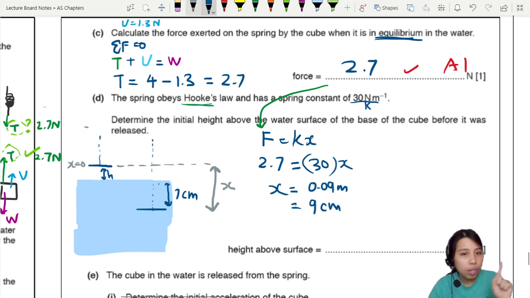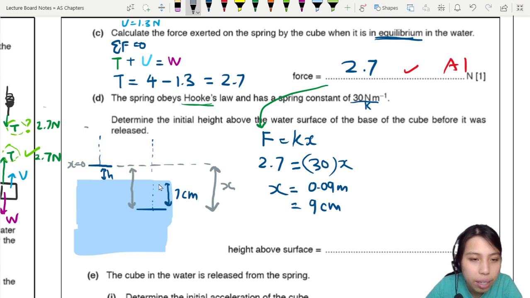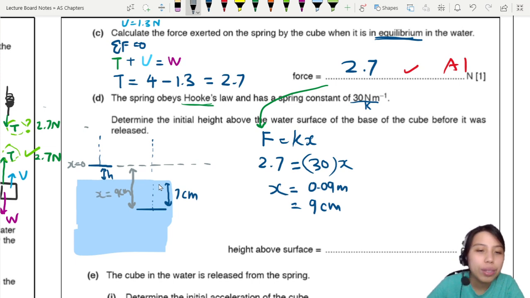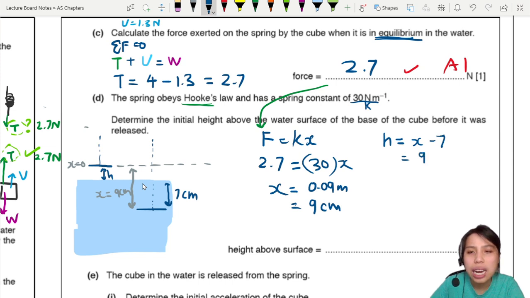But wait, that's not the final answer. This x, which is the difference from here to here, is 9 cm, which is the extension. Okay, I'm going to write that side. x. So now we know that's 9. We have 7 to the surface of the water, so we can find the height, which is from the surface up. So 9 minus 7 should give 2. So we're going to write that last part. The height in the end would be extension minus 7 cm. So that will be 9 minus 7, giving us 2 cm.